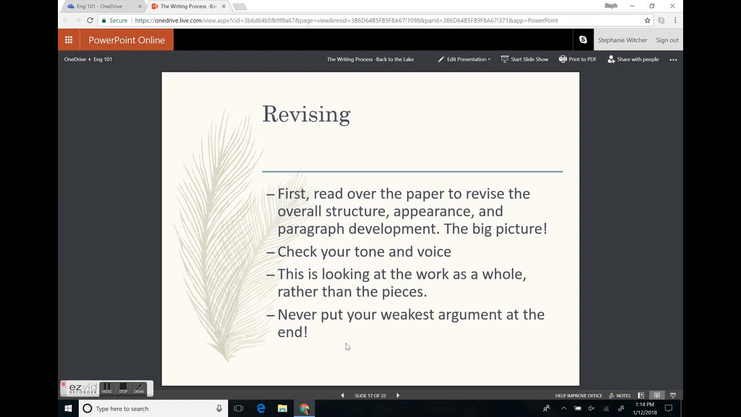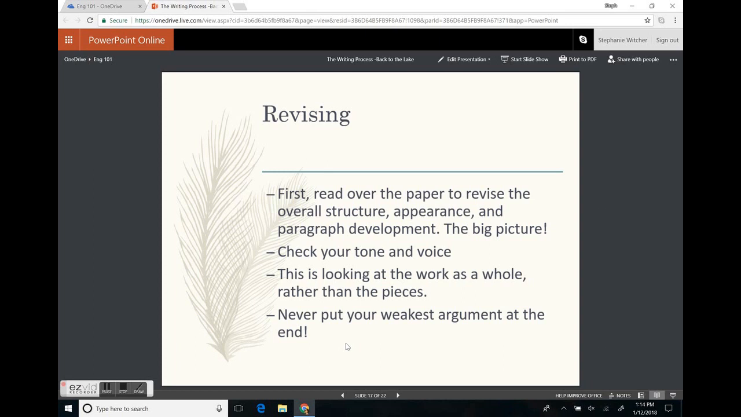So by walking away from it, it gives your brain time to dump that information, so then when you're ready for the next step, it's fresh. Okay, and you don't read what you think the paper says, you read what the paper actually says. Now, this is not procrastination. If you procrastinate on your assignment, you don't have time to do this step.